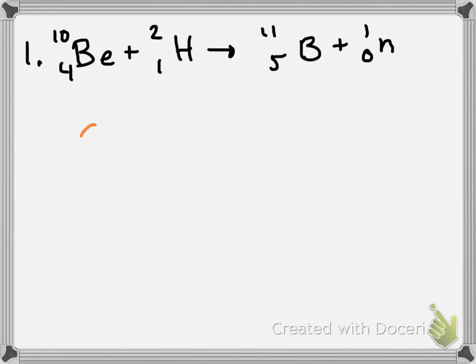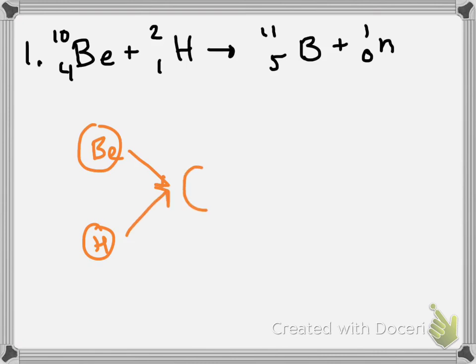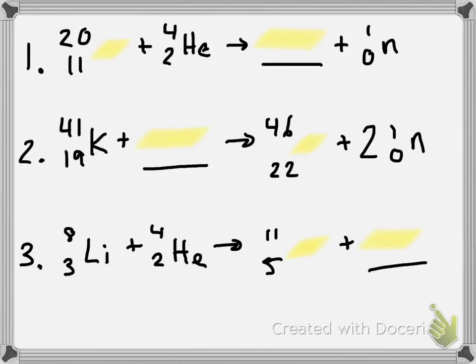So for example, we have beryllium 10 and hydrogen 2, and they combine in a big reaction and form boron, a slightly larger, more massive atom, and 1 neutron shoots off. Okay, so again, do the first 2 problems in your notebook, and the last one, number 3, on the bottom of your Do Now, and on the next page, the first 2 are done for you, so pause the video and fill in all of these blanks.